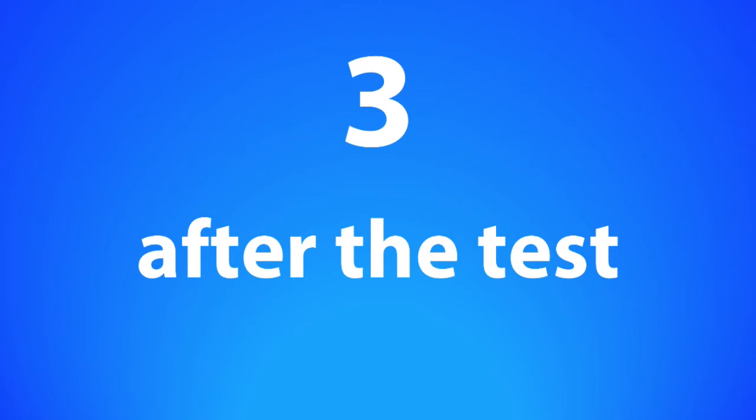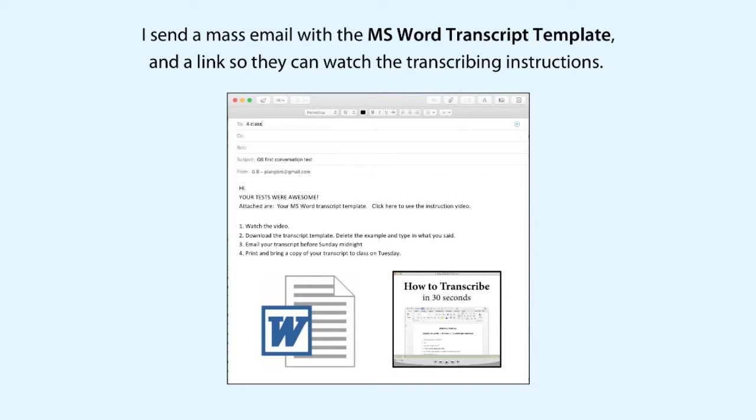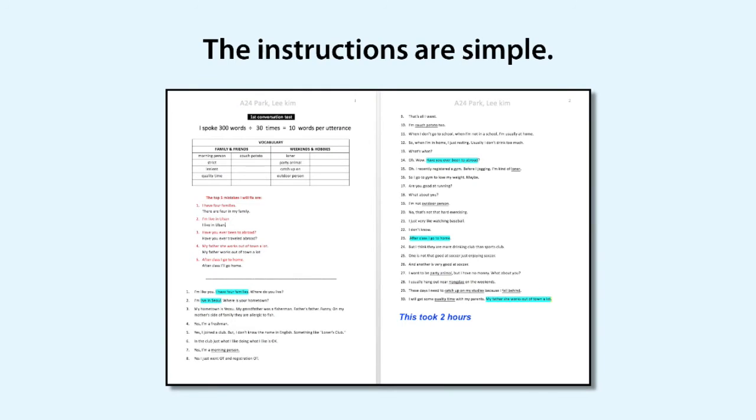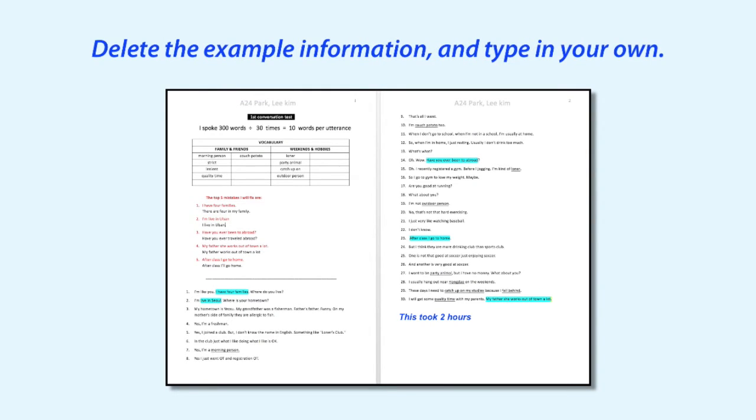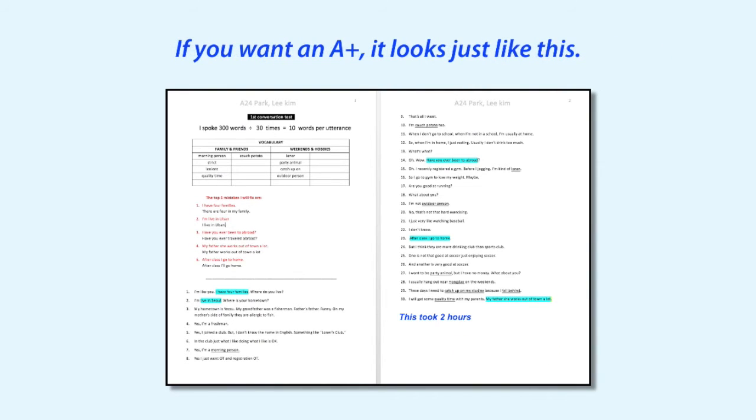After the test, I send a mass email with the MS Word transcript template and a link so they can watch the transcribing instructions. The instructions are simple. Delete the example information and type in your own. Simple. If you want an A+, it looks just like this.